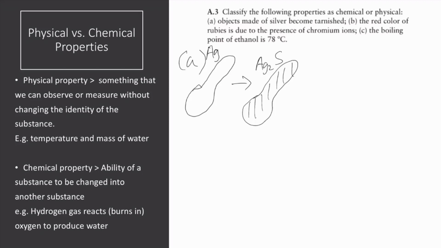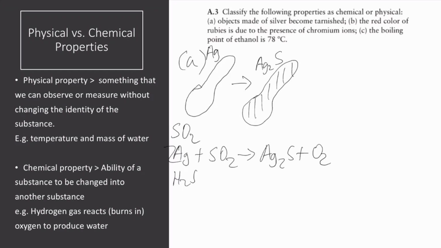This can be caused by the silver interacting with sulfur-containing gases, such as sulfur dioxide from pollutants in the air, or hydrogen sulfide from the interaction of the silver spoon with hard-boiled eggs. In the first case, we have a chemical reaction of silver with sulfur dioxide, forming silver sulfide and oxygen gas. In the second case, the silver is interacting with hydrogen sulfide and forming silver sulfide and hydrogen gas.